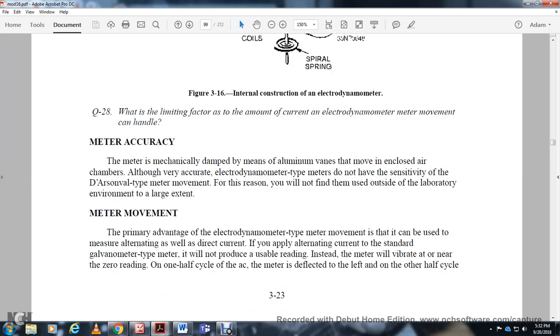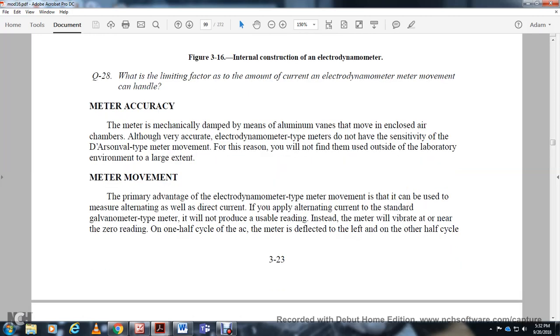Meter accuracy. The meter is mechanically damped by means of an aluminum vane moving in an air chamber. Although electrodynamic type meters are very accurate, they do not have the sensitivity of the arsenal meter movement. For this reason you do not find them outside of the laboratory environment to a large extent.